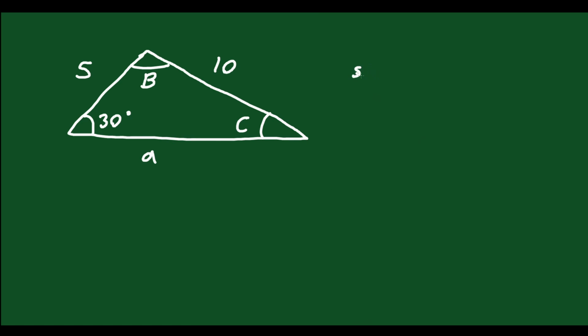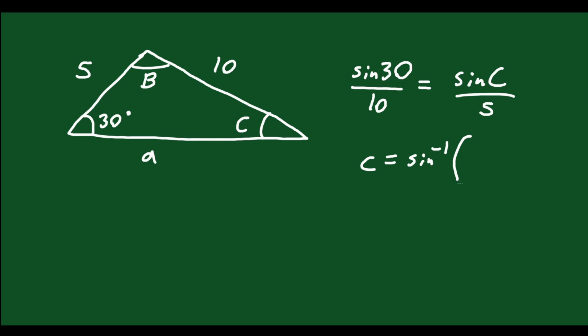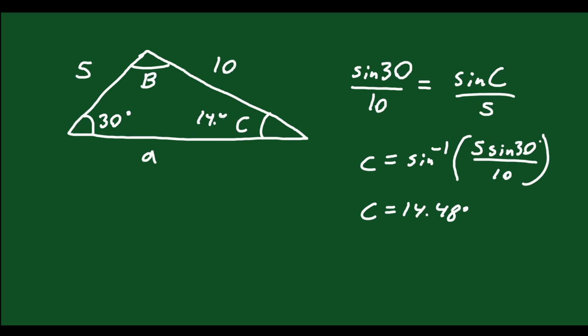Well, you could say sine of 30 over 10 is equal to sine C over 5, and then solve for C, right? You're going to find out that C is equal to the sine inverse of 5 sine 30 over 10. Again, this is just review, so we're moving a little fast. And then C is equal to 14.48 degrees. You can label that there, just like that.